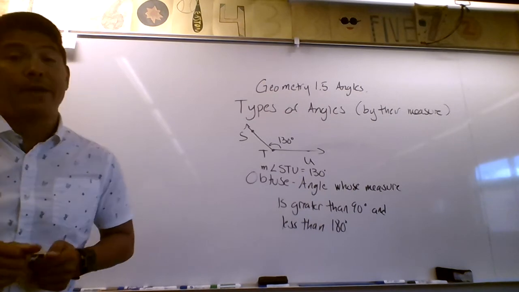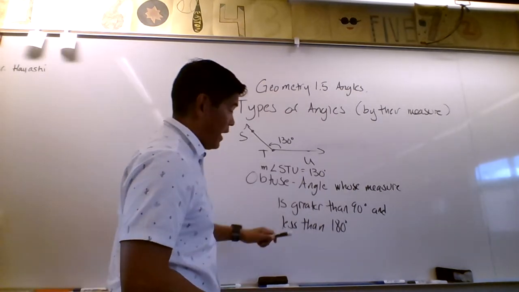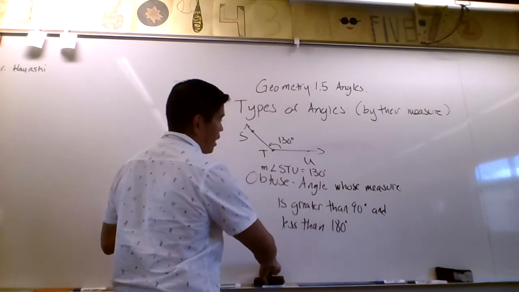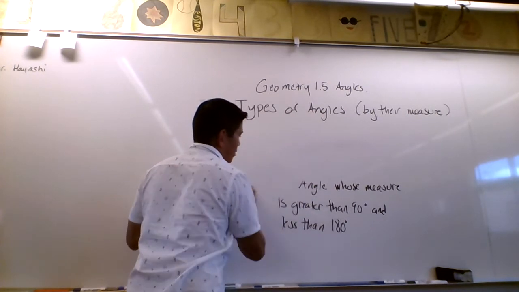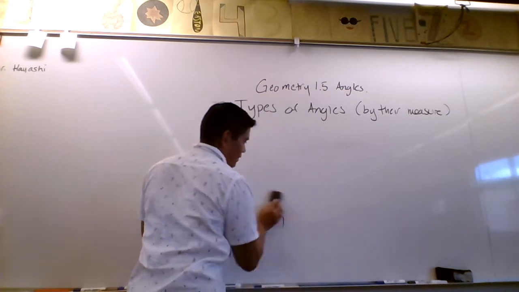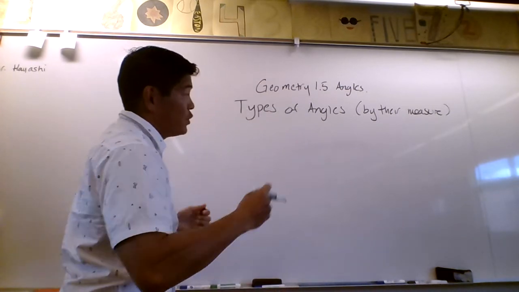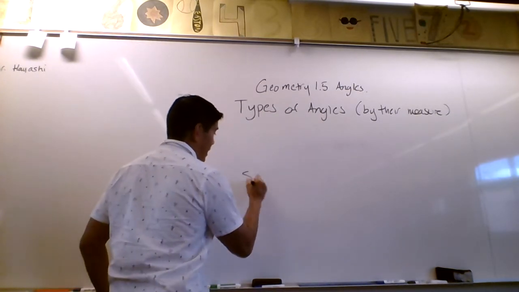And then the last type of angle by its measure is, if the measure is exactly 180 degrees, then that angle would be a straight angle. Kind of makes sense, like 180 degrees is straight. Basically, you have opposite rays and then they make a line.